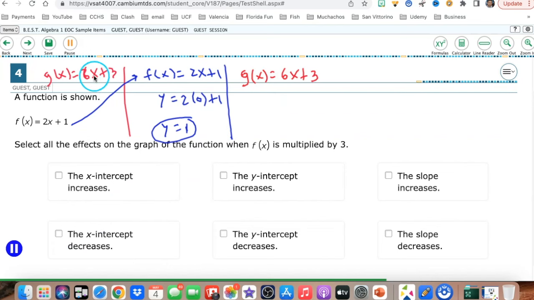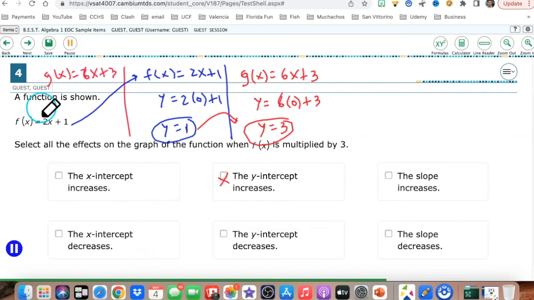Now if I'm looking for the new function, we need to make the x 0. So let's call this y, and 6 times 0 plus 3, right? 6 times 0 is 0, plus 3 is 3. So if you notice, my y-intercept went from 1 to 3. Therefore, my y-intercept increased.